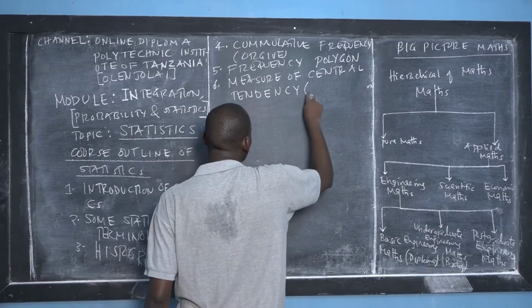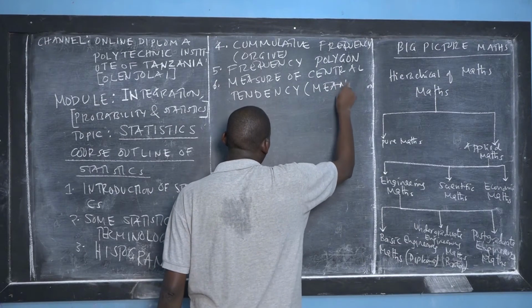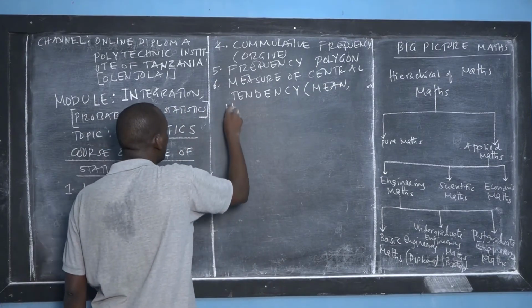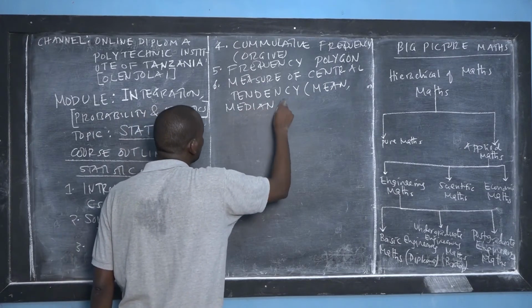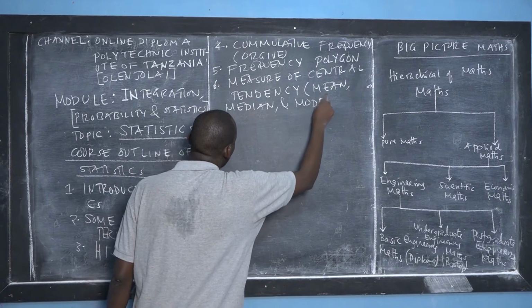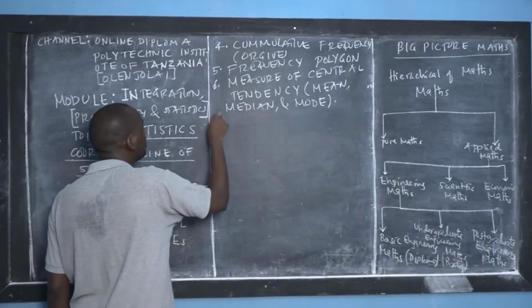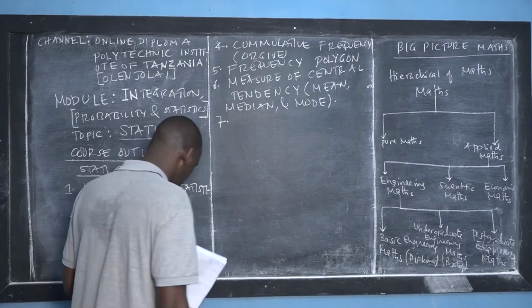Measure of central tendency. We call it mean. Here we have three measures of central tendency. I'll be teaching about mean, I'll be teaching you about median, and I'll be teaching you about mode. These are not new terminologies in your mind, because you learned about these terms in O-level.